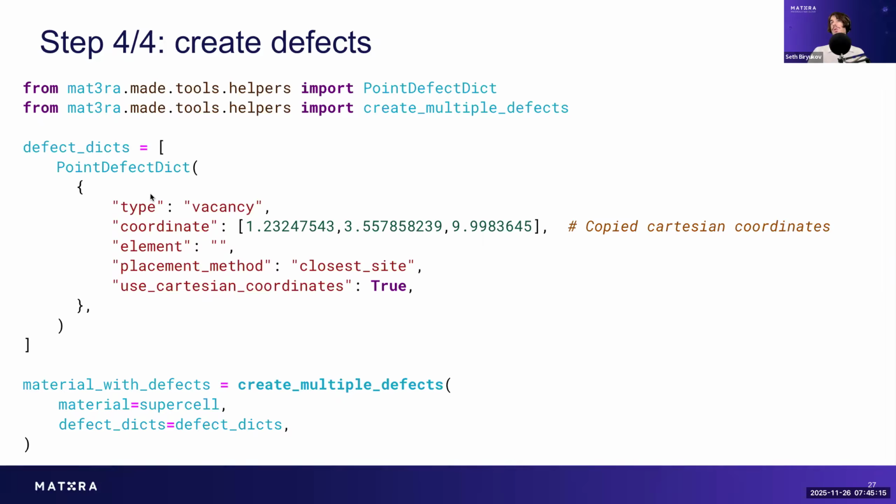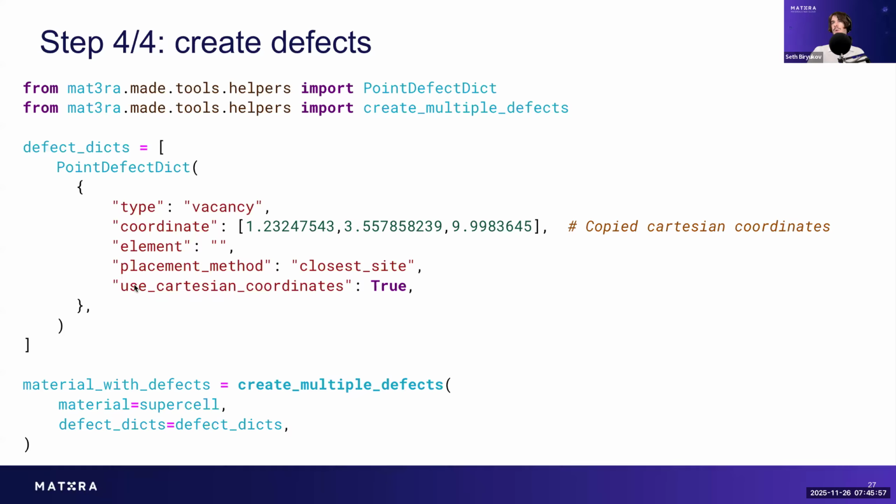So for the point defect, we would be using the point defect dictionary class. We allow for generation of multiple defects at once, so they are passed as an array. But for now we just have one defect. We would specify the type, vacancy, and pass the coordinate. The element we can omit, as for vacancies it is ignored. And for the placement method, we would select the closest site, which will resolve this coordinate to the closest site that is available.